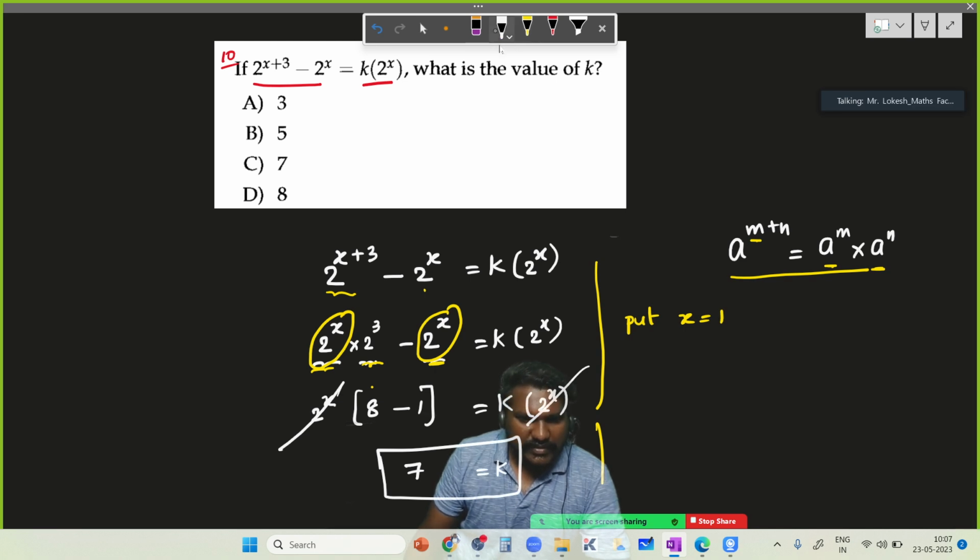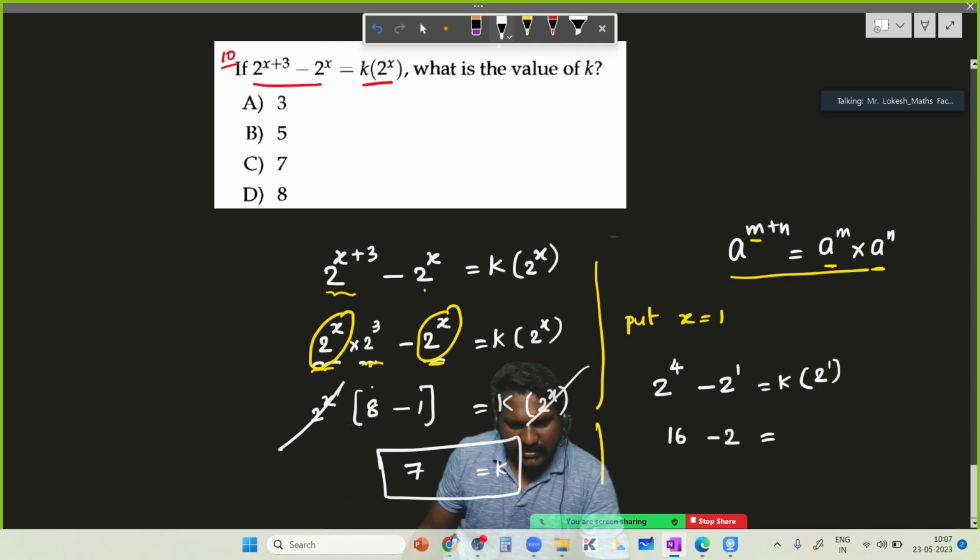Then the question will become 2 power 4 minus 2 power 1 is equal to k into 2 power 1. That means 16 minus 2 is equal to 2k. 14 is equal to 2k. 2 sevens are 14. k is equal to 7. Perfect.